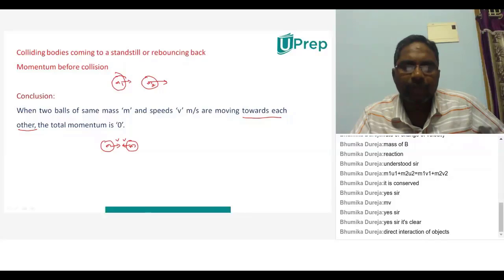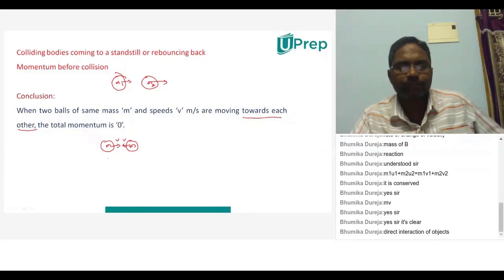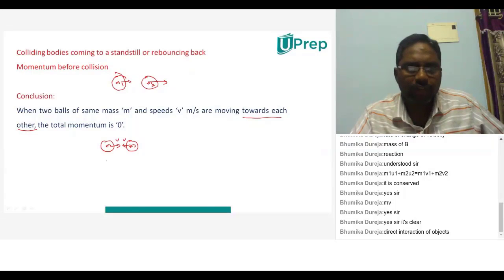And when they are moving opposite to each other, what will be the total momentum before collision? So to find the total momentum before collision, maybe you know that we have to use one equation, which is nothing but m1 u1 plus m2 u2. And what is m1 here? Mass of the first object is m. And what is the velocity of the first object? v. And now here I am writing minus instead of plus.